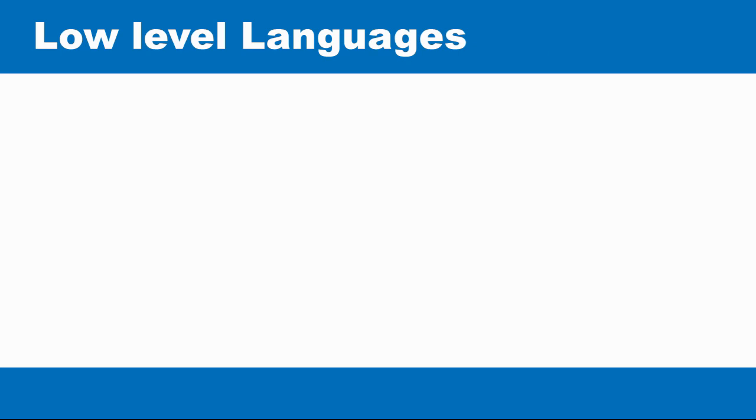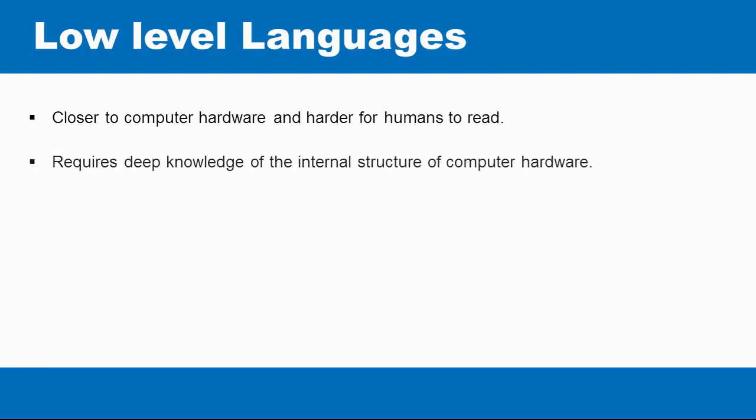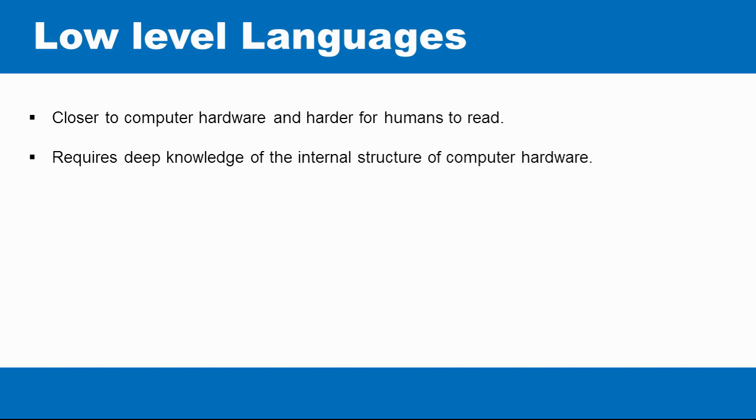So what are low-level languages? Low-level languages are basically languages that are closer in proximity to the computer hardware and harder for humans to read. With a low-level language, you require a deep knowledge of the internal structure of the computer hardware. So if you're going to write instructions for the computer to follow in a low-level language, it's going to take a long time because you need a deep understanding. It is possible, but it would take a fairly long time to do that.